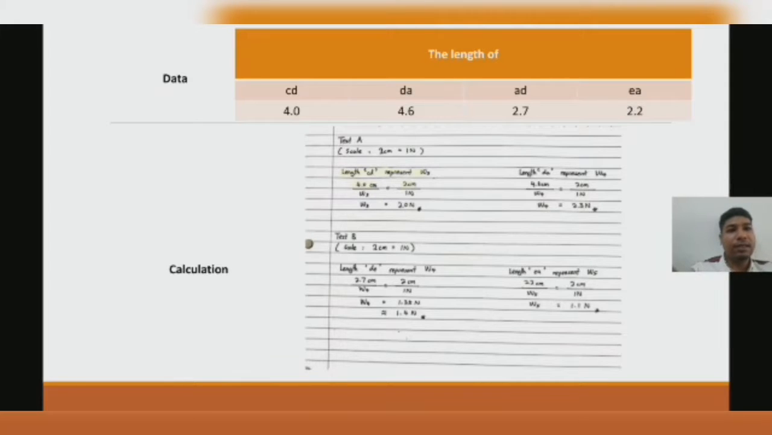For test B, we use the same scale. The length of DE represents W4. DE is 2.7 cm divided by W4 equal to the scale 2 cm divided by 1 Newton. So W4 we get 1.3 Newton. After rounding off, we get 1.4 Newton. For EA represents W5, EA is 2.2 cm divided by W5 equal to the scale 2 cm divided by 1 Newton. W5 we get 1.1 Newton.